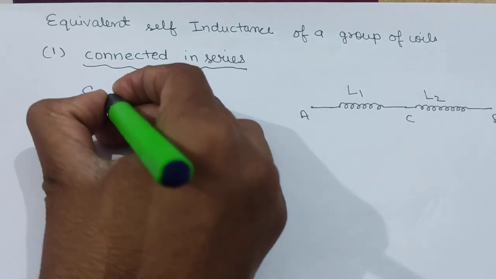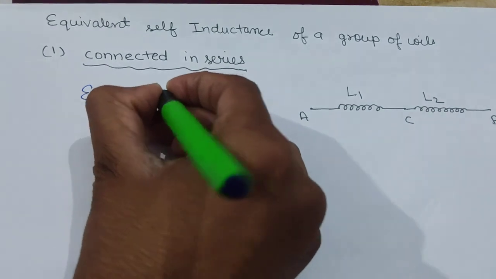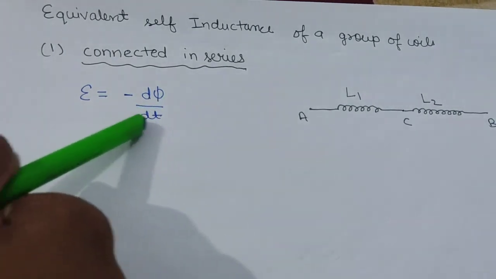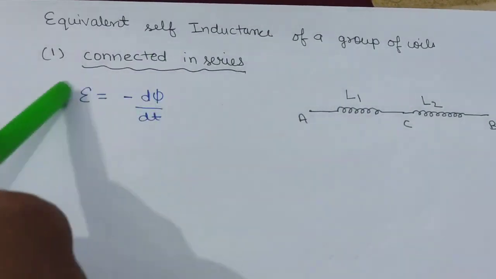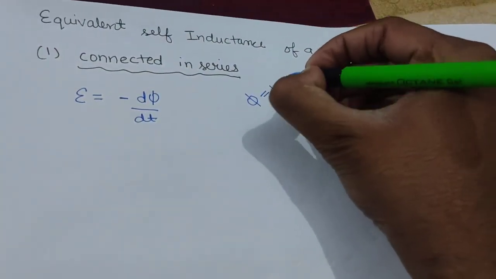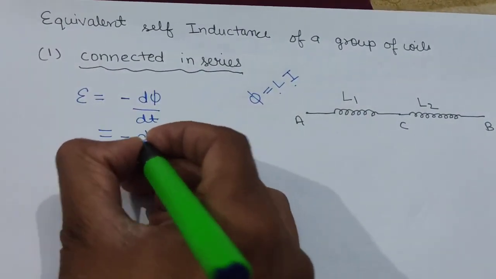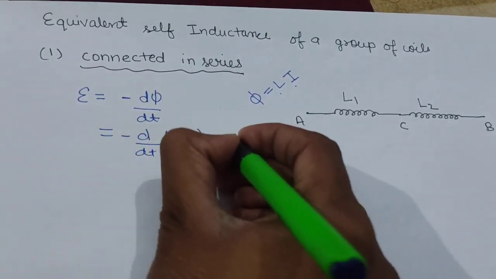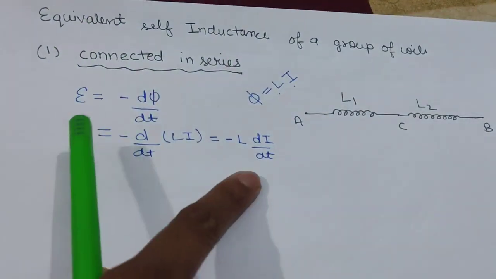We know that the EMF is equal to minus dφ by dt, the change in flux with respect to the change in time. This is the induced EMF formula. We know that φ is equal to Li, where L is the inductance and i is the current. If we put this in φ and differentiate, it will become minus L di by dt.